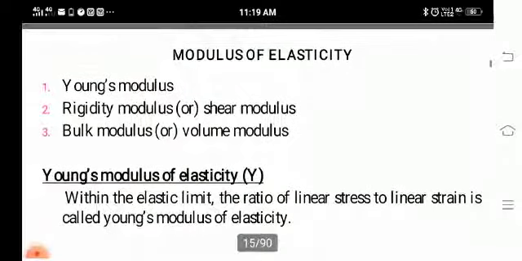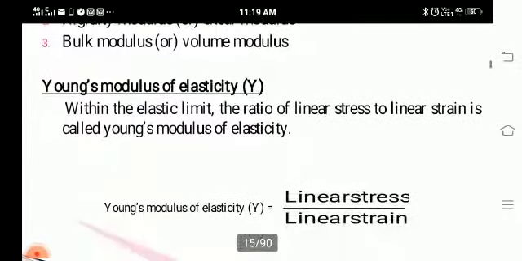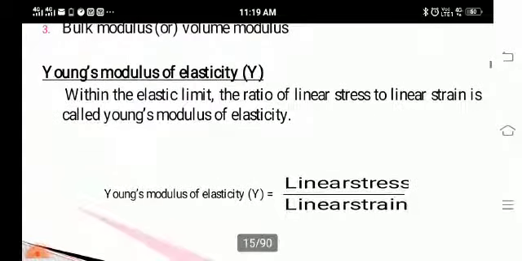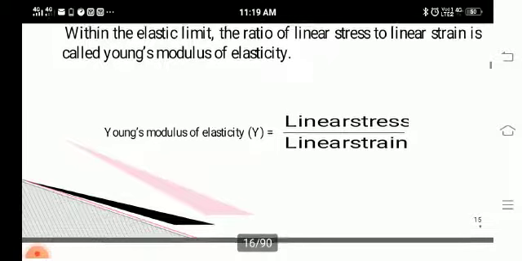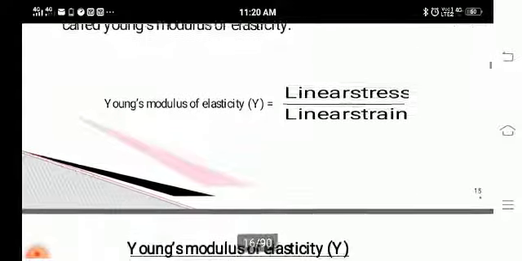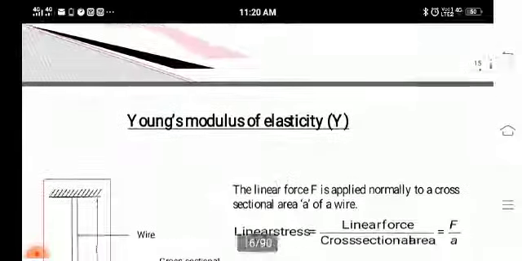Now we are moving into modulus of elasticity. In case of modulus of elasticity, we have three moduli: Young's modulus, rigidity modulus, and bulk modulus. First we'll see Young's modulus. Within the elastic limit, the ratio of linear stress to linear strain is called Young's modulus of elasticity. Young's modulus is equal to linear stress divided by linear strain. The unit of Young's modulus is Newton per meter square.